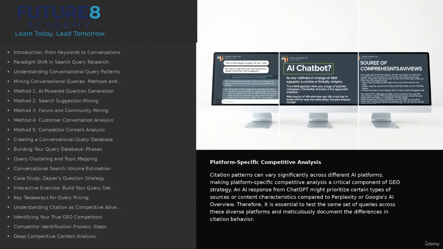Platform-specific competitive analysis. Citation patterns can vary significantly across different AI platforms, making platform-specific competitive analysis a critical component of GEO strategy. An AI response from ChatGPT might prioritize certain types of sources or content characteristics compared to Perplexity or Google's AI Overview. Therefore, it is essential to test the same set of queries across these diverse platforms and meticulously document the differences in citation behavior.